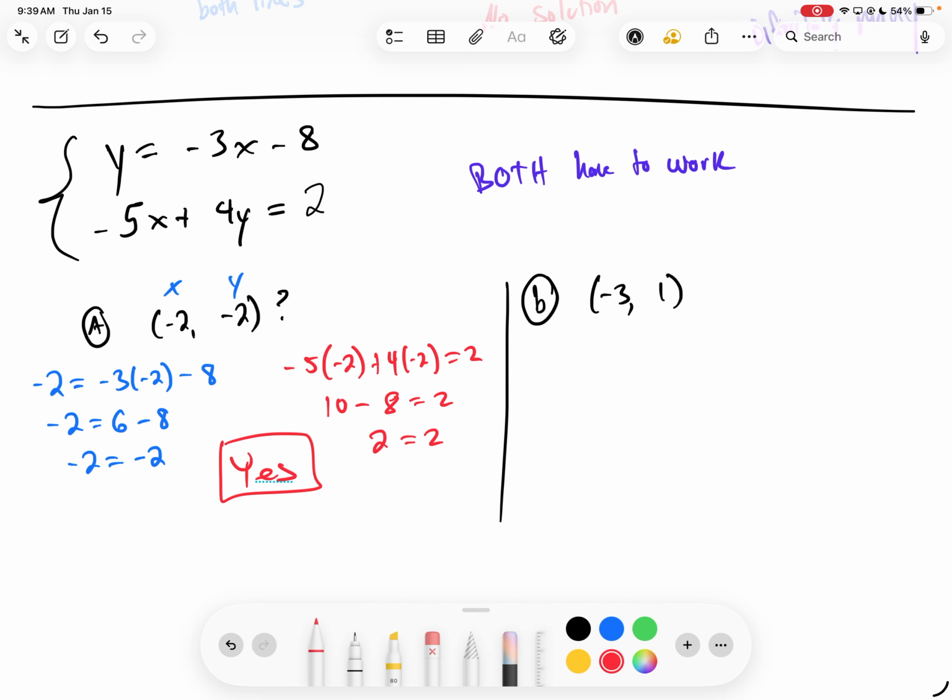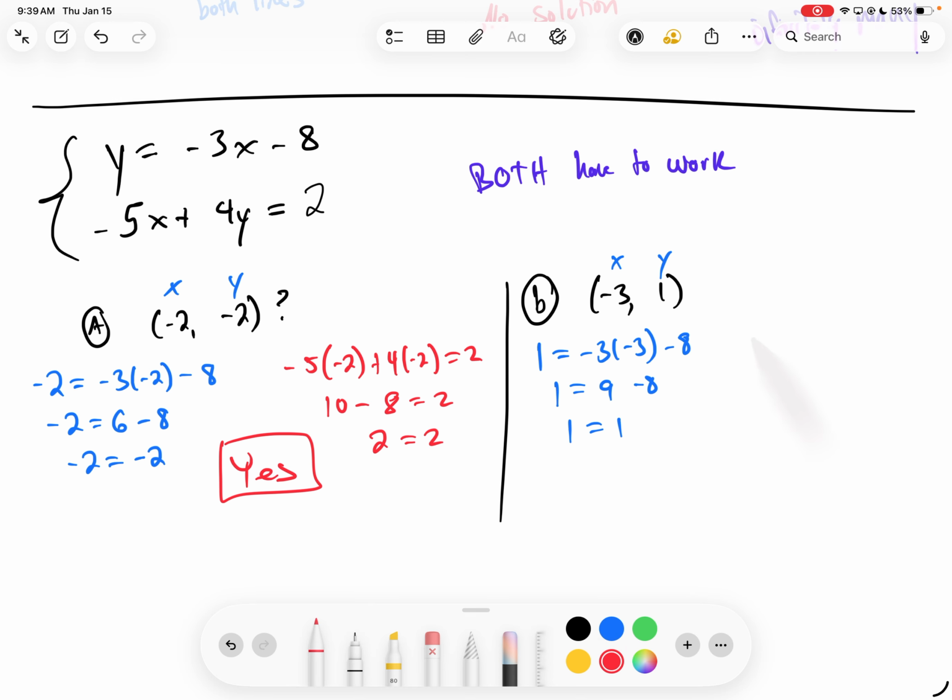So you can check a point to see if it works for the intersection. It does have to work for both of them. So like if I do this one again, or do part B here, y is 1, x is -3. So I get 1 equals 9 minus 8, so 1 equals 1. So that means it is on the top line, right? That works. 1 equals 1, so it is on the top line.